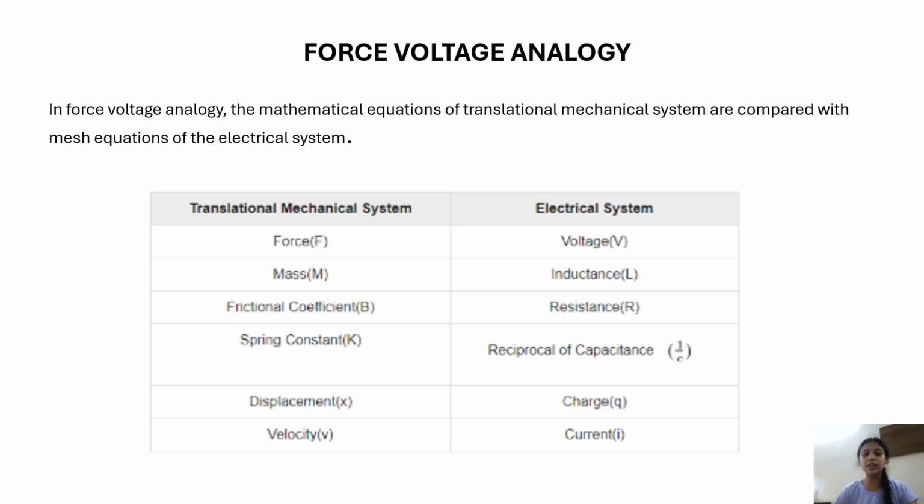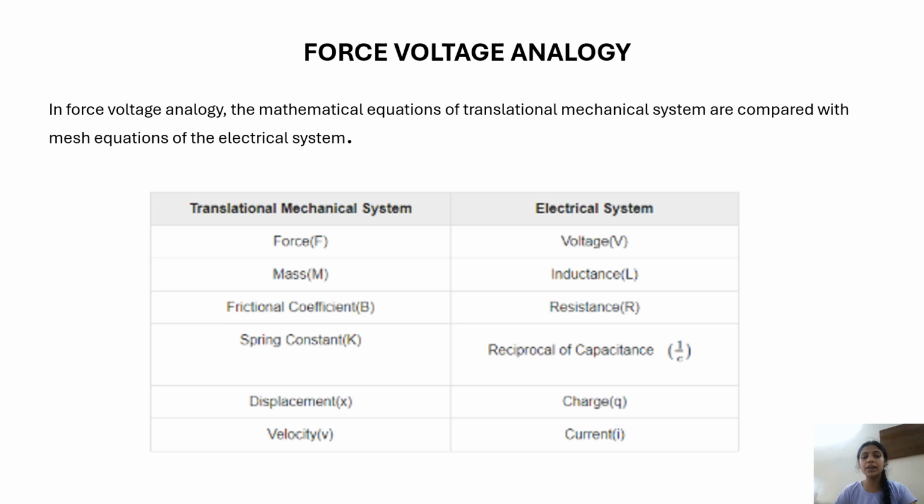In the force-voltage analogy, the mathematical equations of translational mechanical systems are compared with the mesh equations of electrical systems. Here, in the translational mechanical system, we have the force F, mass M, frictional coefficient B, which is nothing but the dashpot, spring constant K, displacement x, and velocity v.